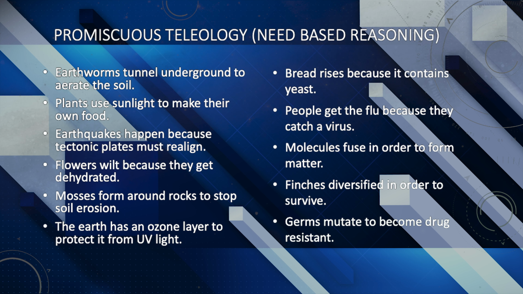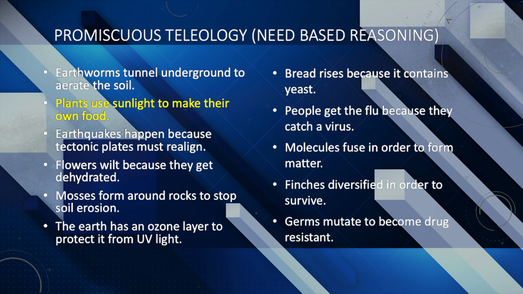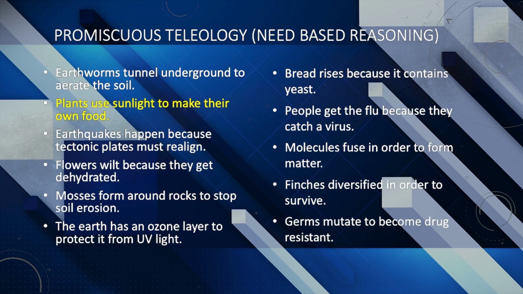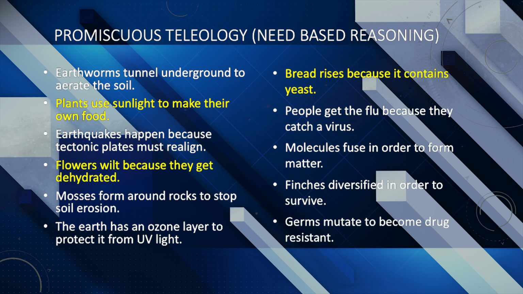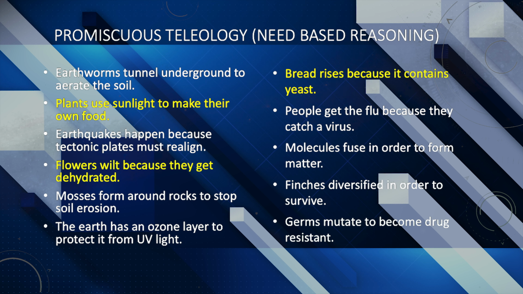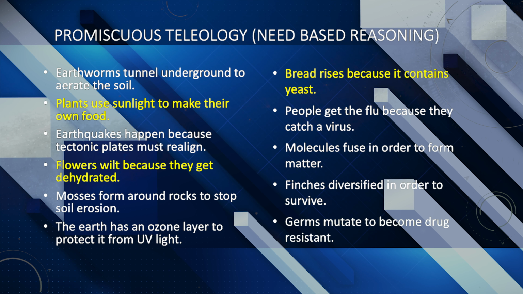It is likely that most of the statements you read seem pretty accurate. But actually, only 3 are truly accurate scientific statements. Those statements are: plants use sunlight to make their own food, flowers wilt because they are dehydrated, and bread rises because it contains yeast. So what's wrong with the remaining statements?